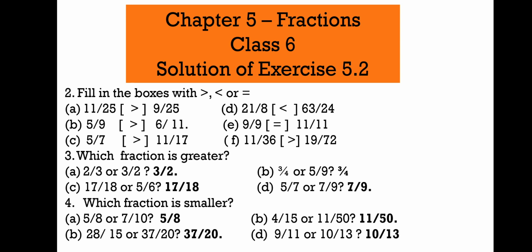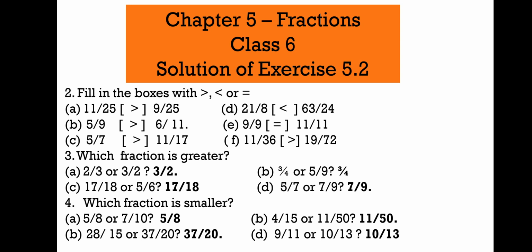Now see the question. 5 upon 7 and 11 upon 17. Now here again the same thing you can apply. 17 into 5 is 85 and 7 into 11 is 77. So which is greater? 5 upon 7. Next, 21 upon 8 and 63 upon 24, because here 21 upon 8 is an improper fraction as well as 63 upon 24 also is improper.